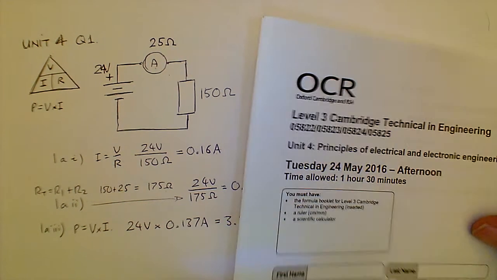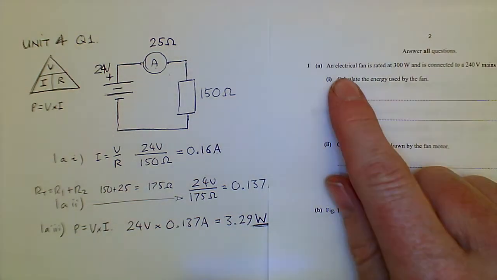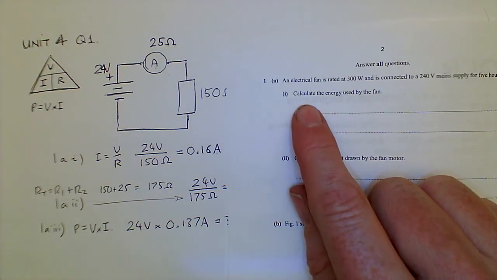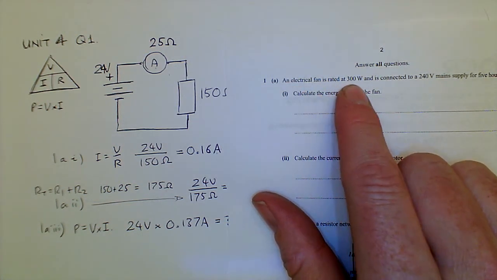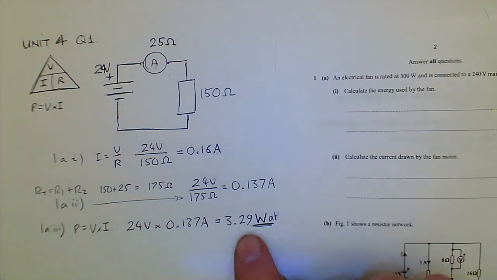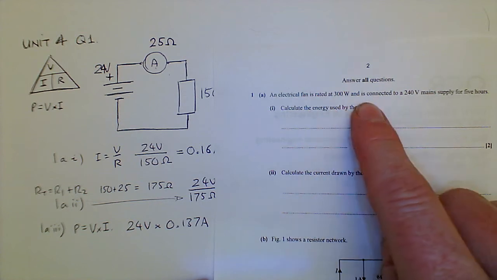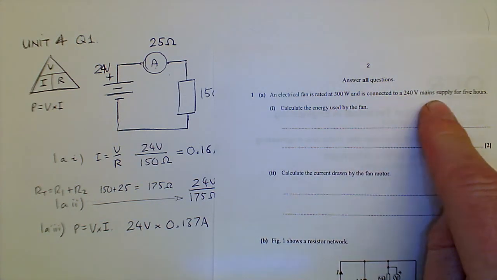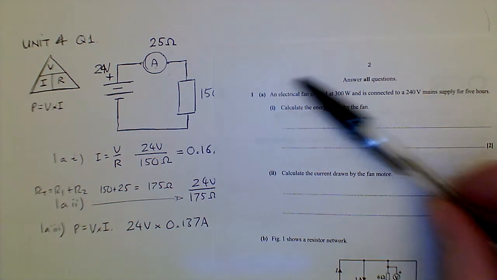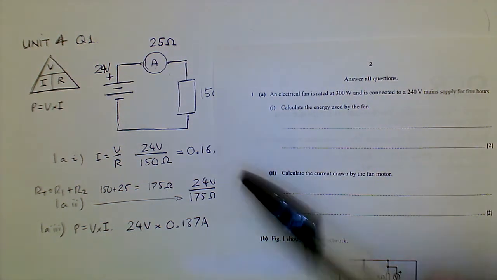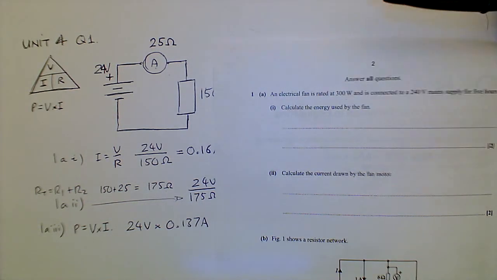So if we now look at Tuesday the 24th of May, and we look at question 1, we see right away that we've got a question that says calculate the energy used by a fan. An electrical fan is rated at 300 watts. This one's 3.29 watts for a small resistor, this is 300 watts for a fan, and it's connected to a 240 volt supply for 5 hours. You can see that these first questions reflect the specification in that they deal with some basic Ohm's law to start off with.